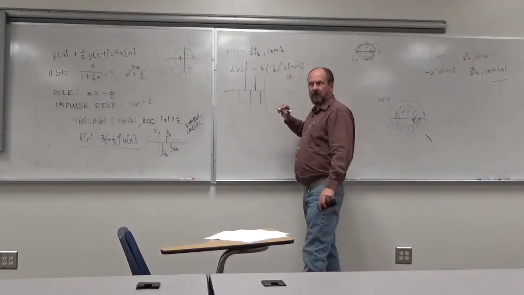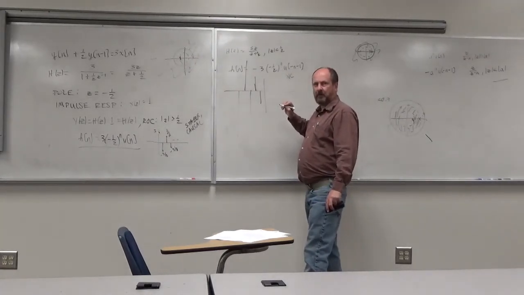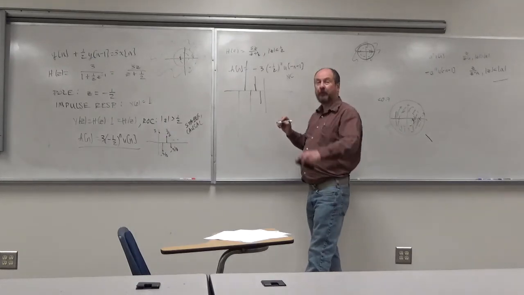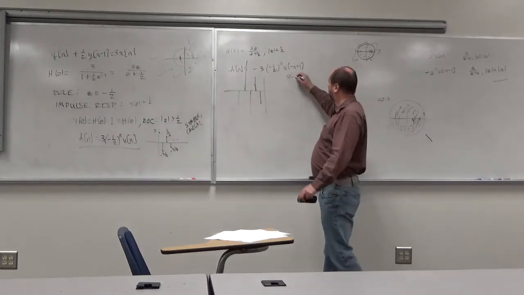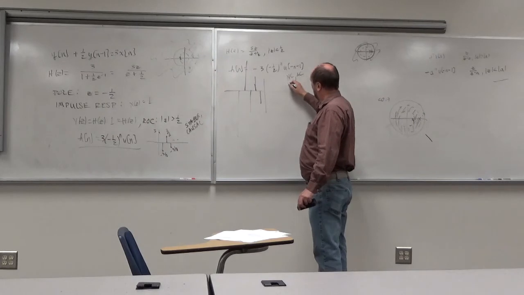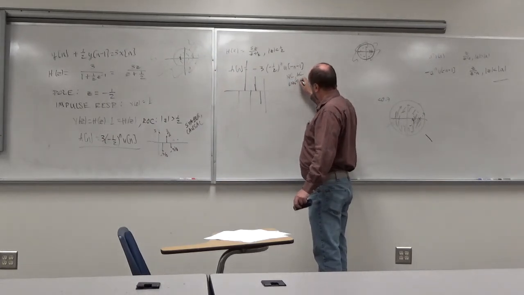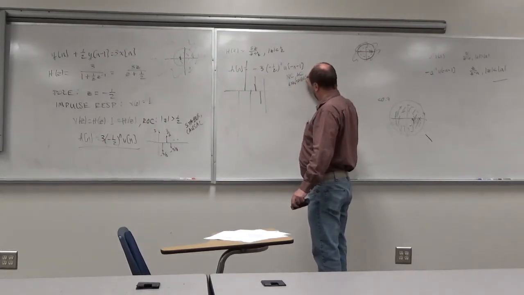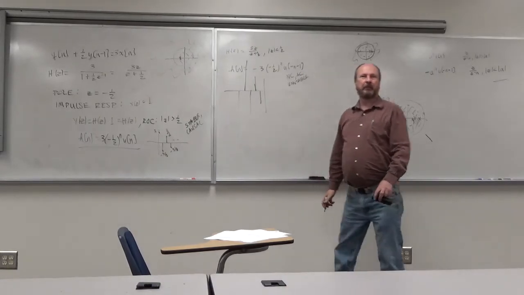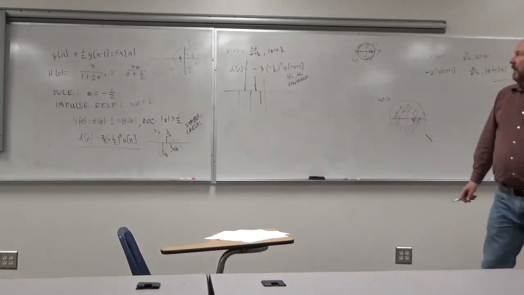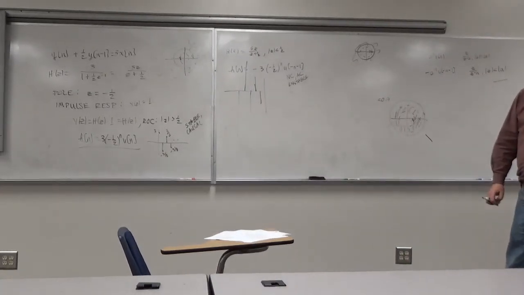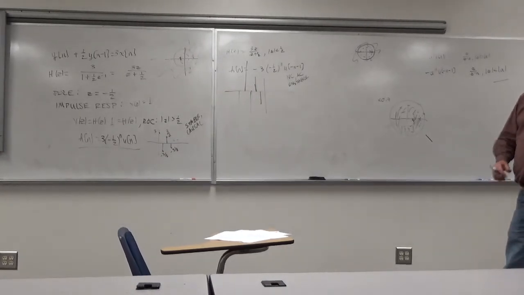Non-causal? Stable? Anti-causal. It's also anti-causal. You're right, non-causal and anti-causal. It's also unstable, isn't it? Mhm. Remember, take the absolute value of that and add them all up. It's going to blow up. Okay. Yes, you can choose the region of convergence either place, but what?